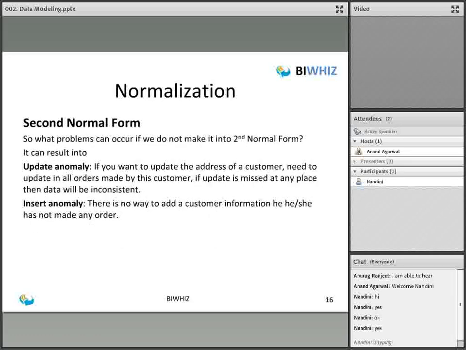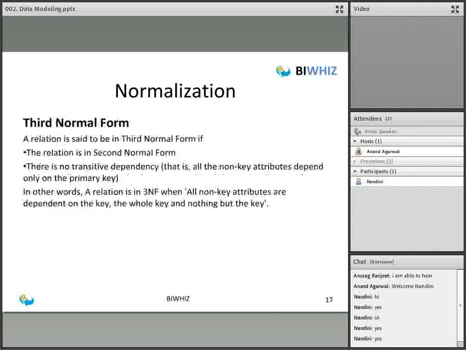Okay, so we avoid update and insert anomaly when we go for second normal form. Okay, so third normal form. In third normal form, what we say is that a relation should be in second normal form, and there should be no transitive dependency. So what is this transitive dependency?